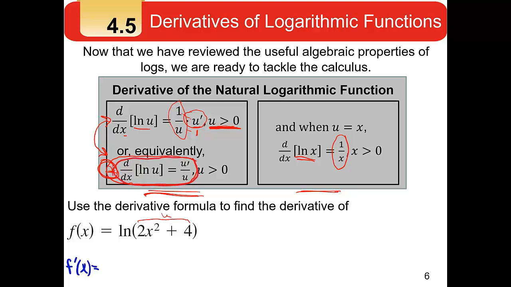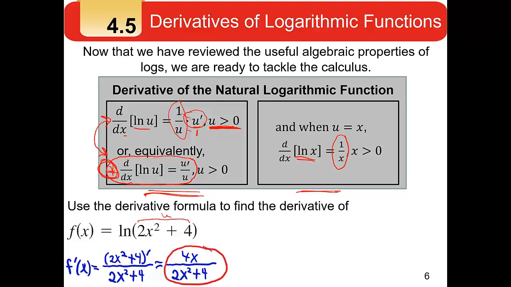Well, u prime is the derivative of 2x squared plus 4, so it's the derivative of 2x squared plus 4 over 2x squared plus 4. Well, the derivative of 2x squared plus 4 is just 4x, so the answer is the derivative is 4x over 2x squared plus 4. See how simple this is? You really don't even need to put that step in there. You can go straight to the answer. The derivative of the natural log of 2x squared plus 4 is the derivative of 2x squared plus 4, which is 4x, over 2x squared plus 4.